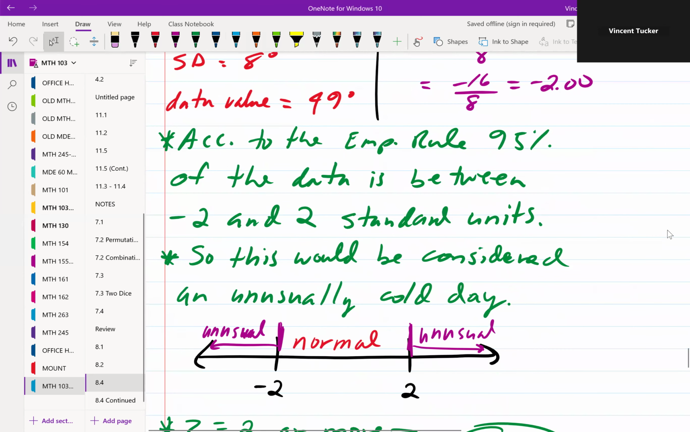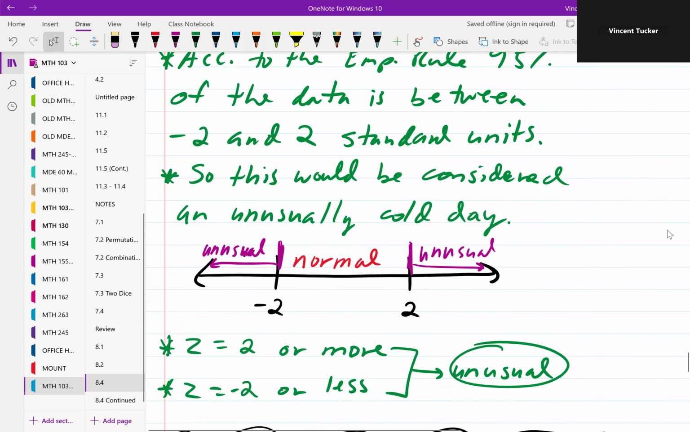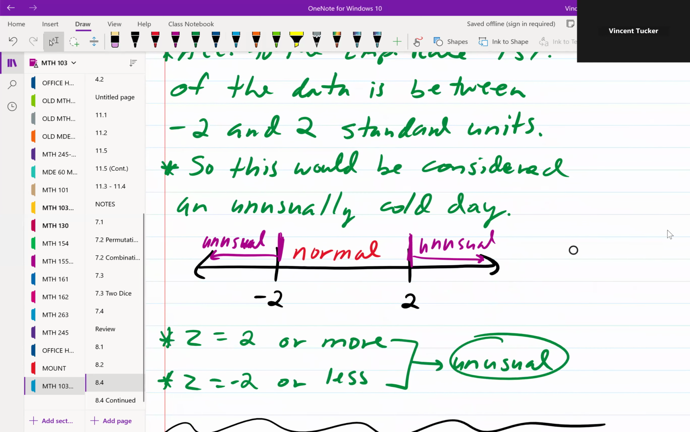All right, so here's just a generic number line, re-expressing and reinforcing what we're saying here. If it's 2 or greater, it's considered unusual. If it's -2 or less, it's considered unusual. But anything in between is considered normal or usual.